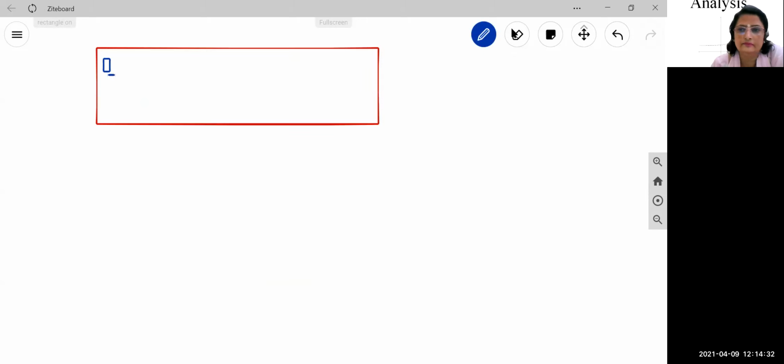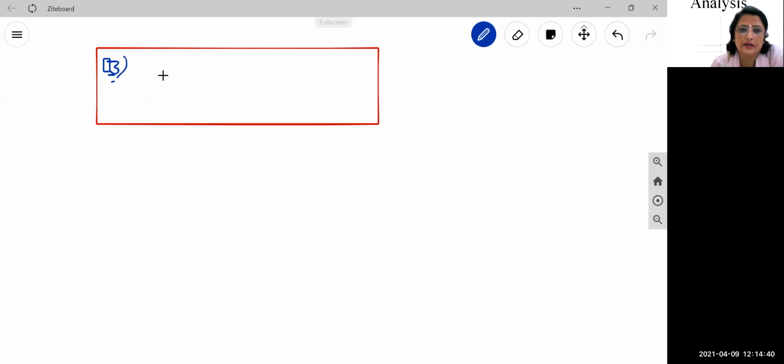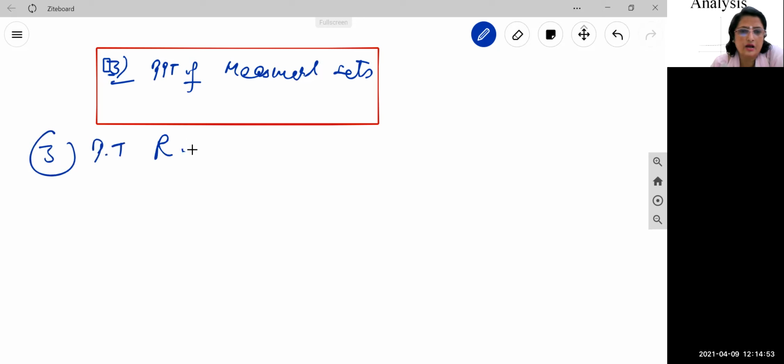थर्ड प्रॉपर्टी. थर्ड प्रॉपर्टी क्या है? Prove that R is measurable.